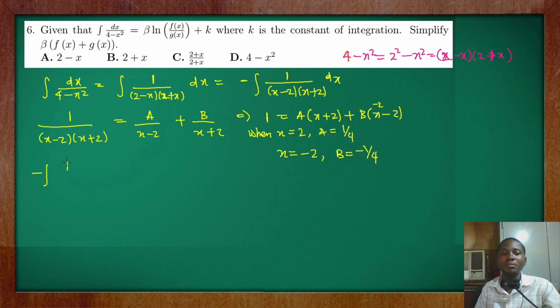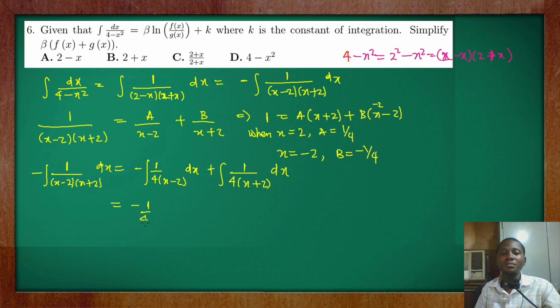Alright, so that means this integral, minus the integral of 1 over x minus 2 multiplied by x plus 2 dx, can be written as minus the integral of a, which is 1 over 4, multiplied by x minus 2 dx. Okay, then minus b, that means this will change to plus because our b is minus. Minus times this minus here will become plus, then the integral of 1 over 4 open brackets x plus 2 dx.